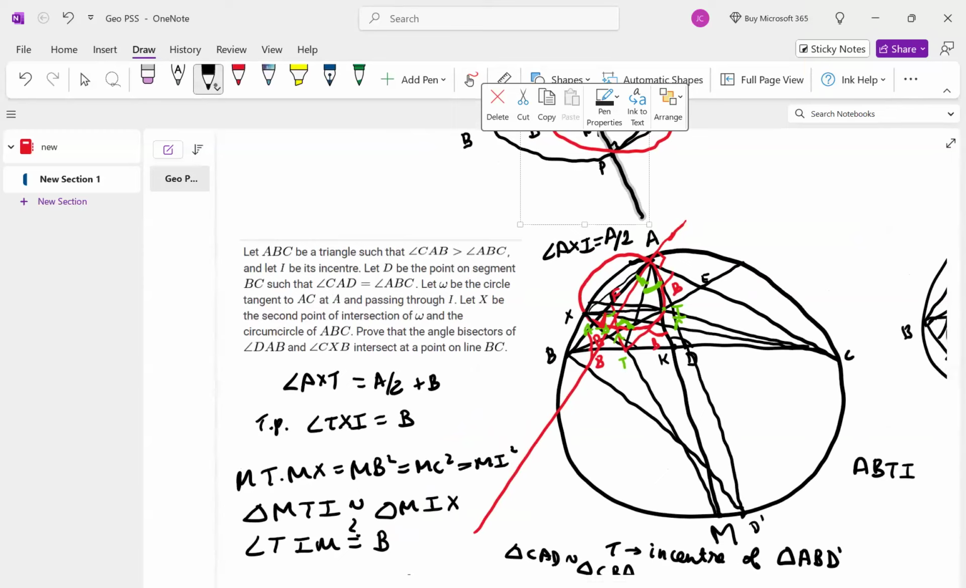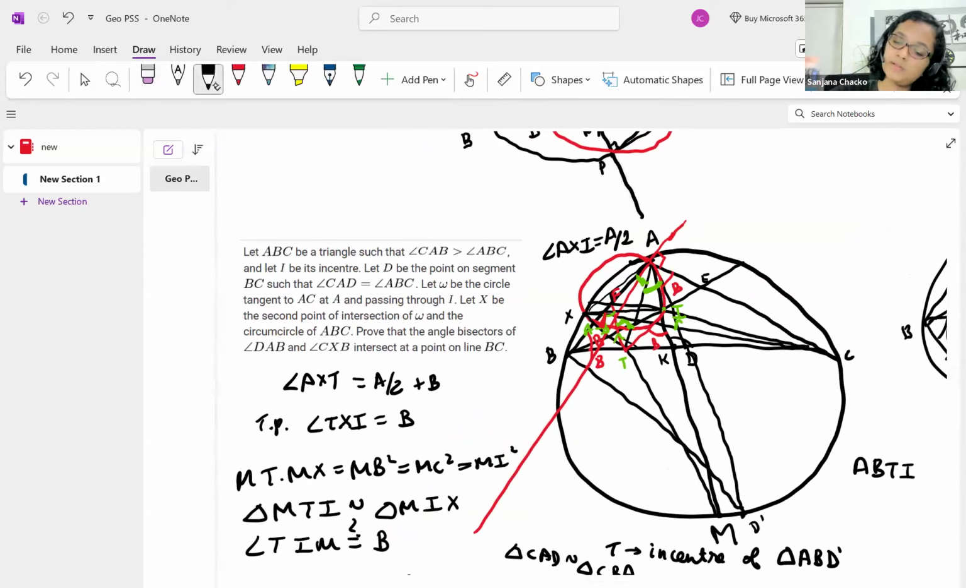By the lemma we had before. Yes, this. So you know that AXT is equal to AKC. AXT is equal to AKC. Yes, and AKC is A by 2 plus B. So it suffices to show that TXI is B, because then you'd have AXI has to be A by 2. Okay, so we're almost done. You just need to show ABTI is cyclic, which is angle chase.